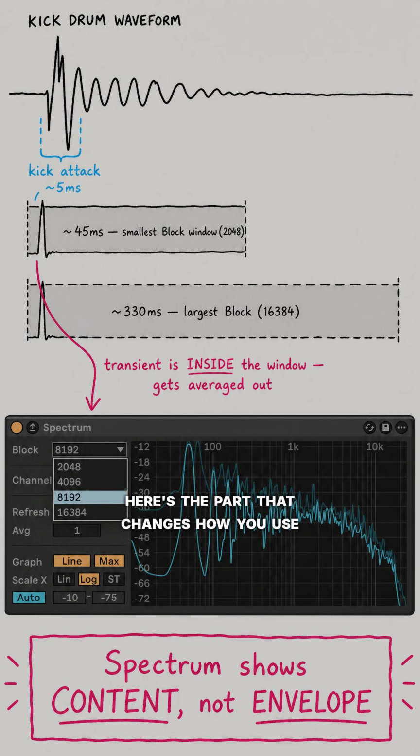Here's the part that changes how you use the tool. Even the smallest setting covers roughly 45 milliseconds of audio. The largest covers something closer to a third of a second. So if you're sitting at 2048 trying to watch a kick attack develop, you're asking Spectrum to do something it can't do at any setting. It shows you spectral content, not envelope. No block value fixes that. Once you know that, the choices get obvious.